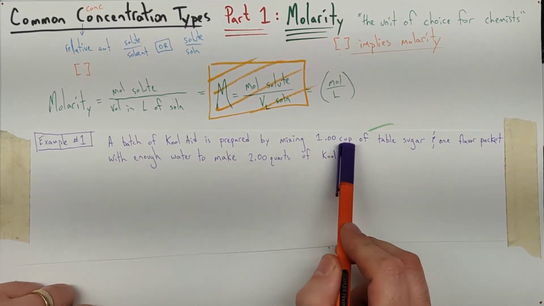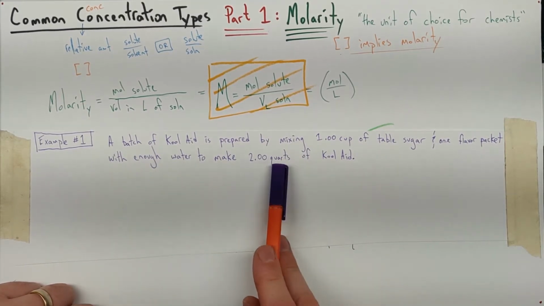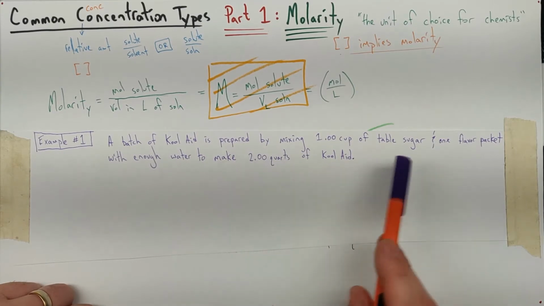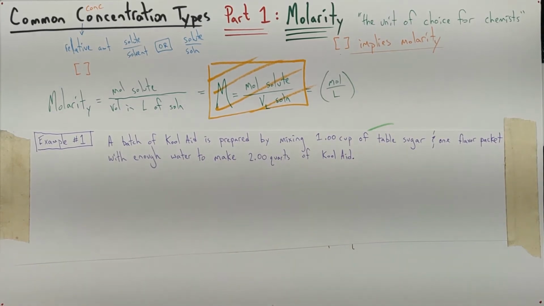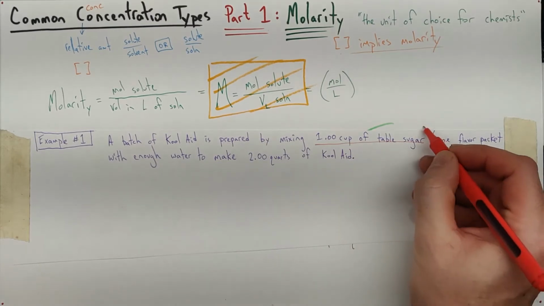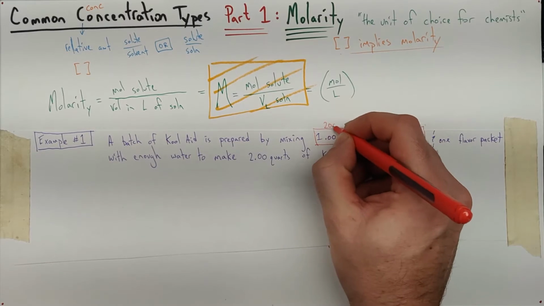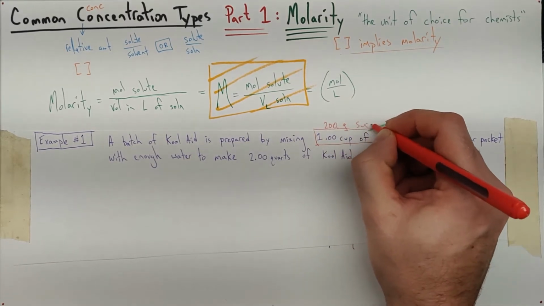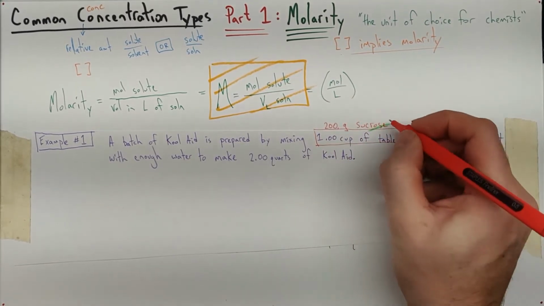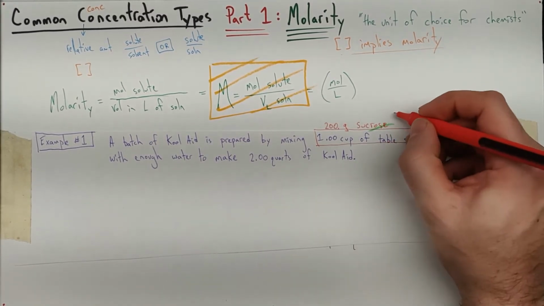Making Kool-Aid. 1 cup table sugar, mix with enough water to make 2 quarts, and that wording is actually kind of important. And then the flavor packet, I'm just going to pretend is negligible in this example in terms of volume occupied. So first up, I'm going to have to just declare flat out that this is going to be 200 grams of sucrose. 1 cup of table sugar, the internet has informed me, is approximately 200 grams of sucrose.